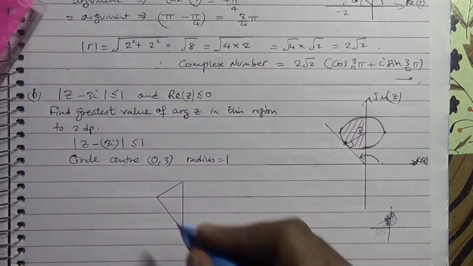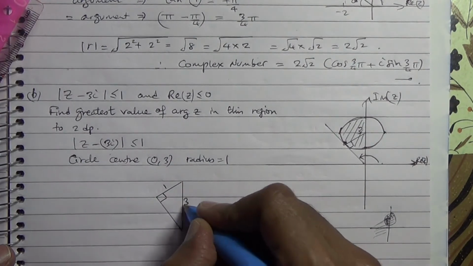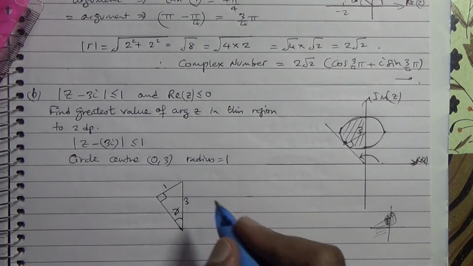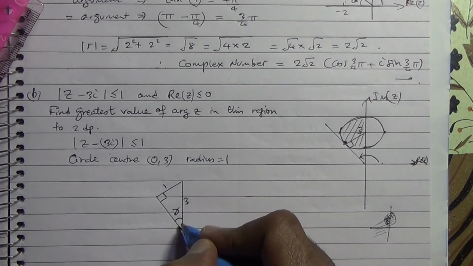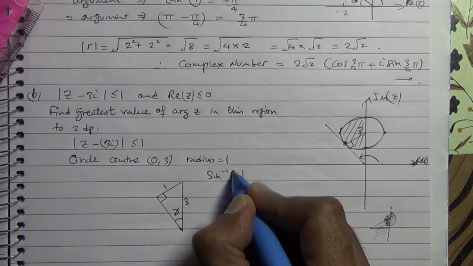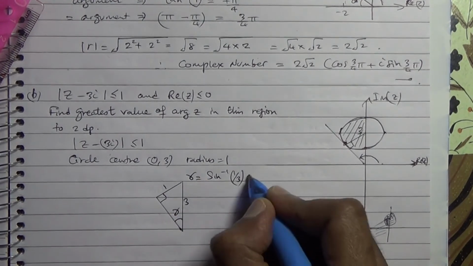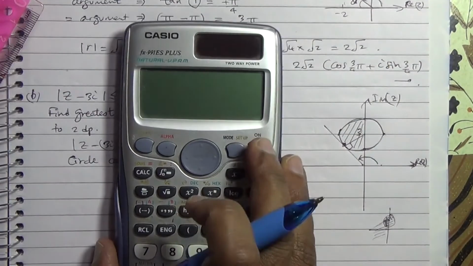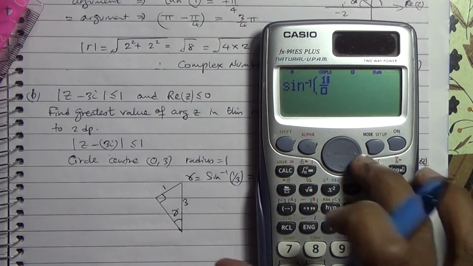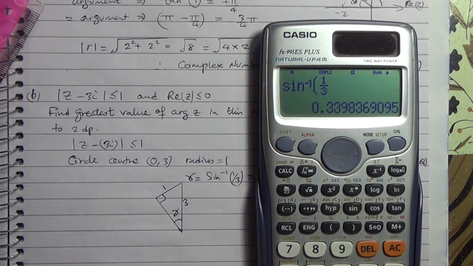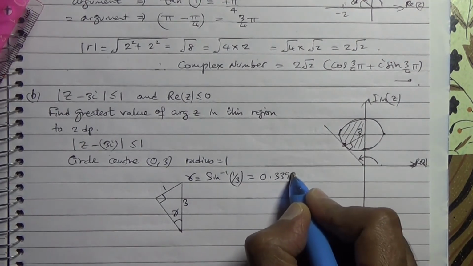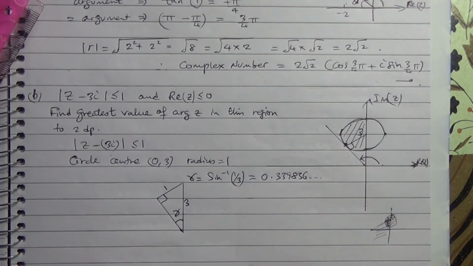Just to show you that this is the radius 1, this is 3. I can find this angle, let me just call it gamma. So we're going to try to find gamma, and this is the hypotenuse, that's the opposite. So sine inverse of 1 upon 3 is gamma. Take our calculator here. Sine inverse of 1 over 3 is 0.33836, and it's going to go on forever.